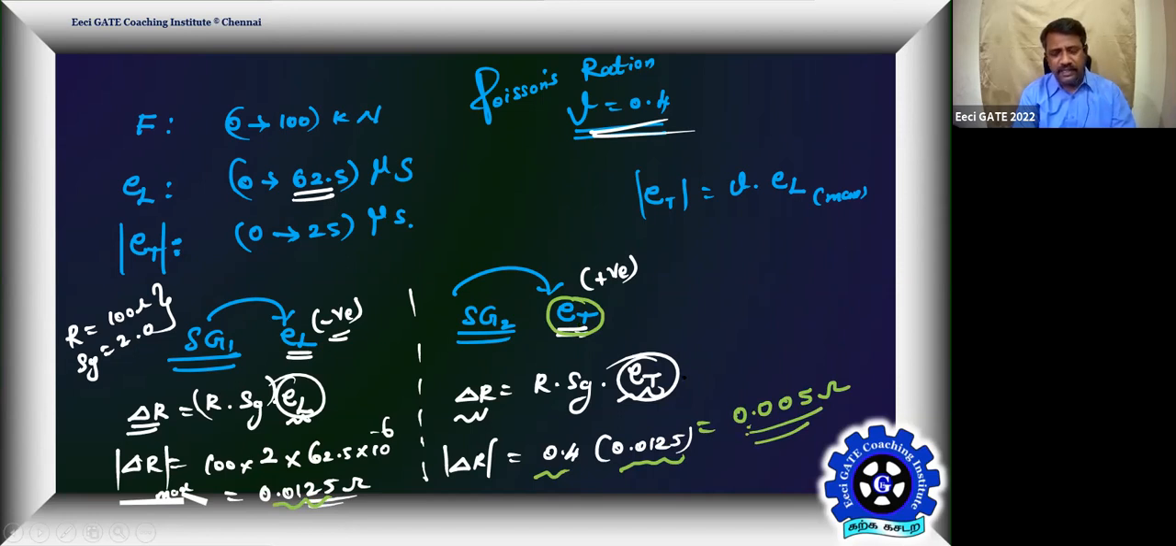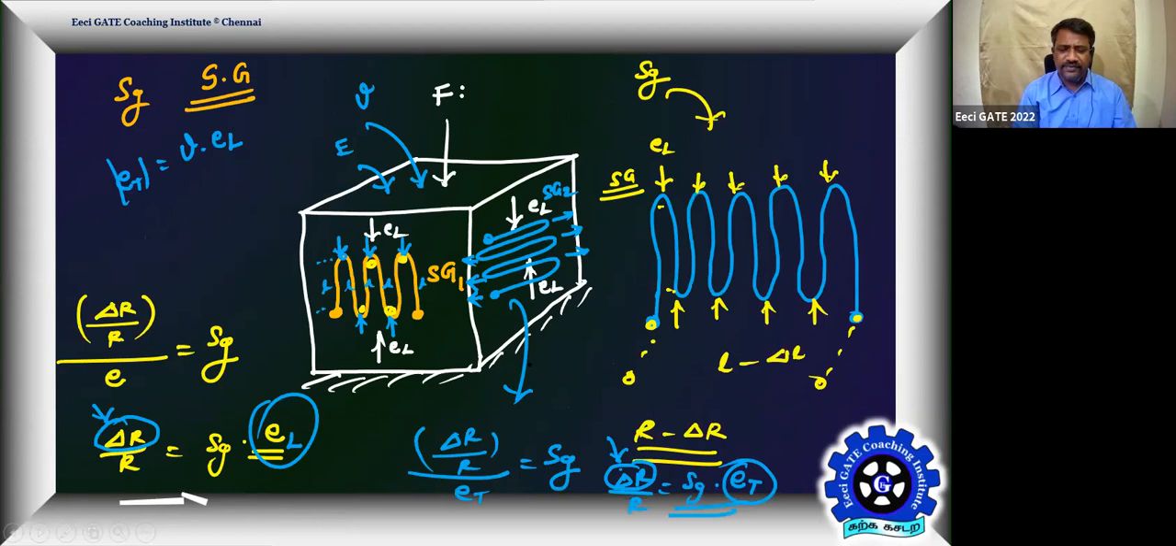Then by mistake, don't bring EL into the play. You have to see whether the gauge is sensing EL or ET. That's why I have shown both the gauges now in this example. So gauge 1 is sensing longitudinal strain. That's a force axis strain. That's compressive. That's not a problem. I'm not talking about which one is negative, which one is positive. Which one is offering more change in resistance? The change in resistance may be positive or negative.